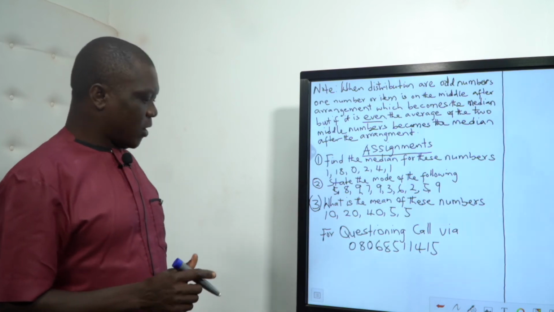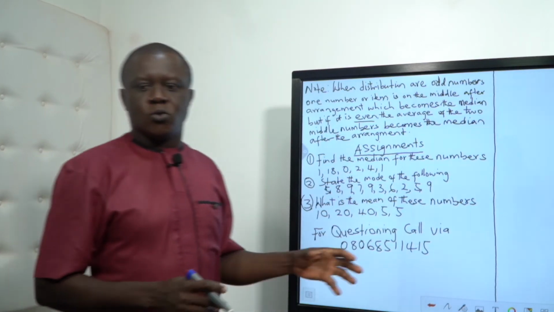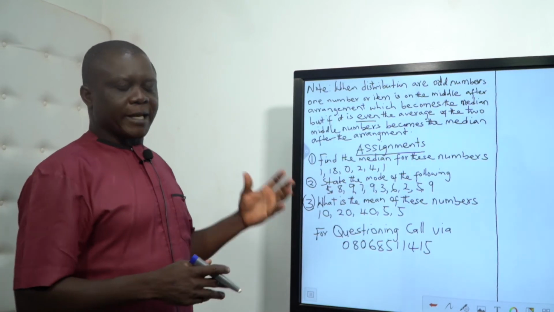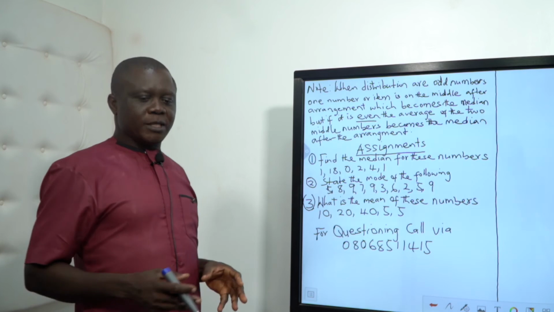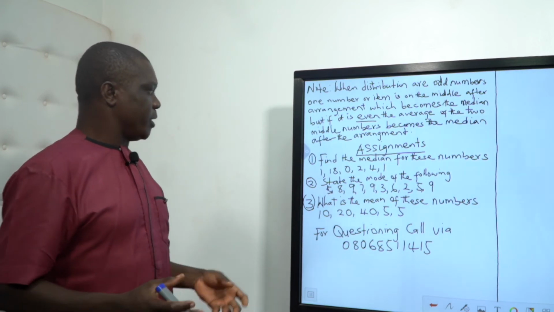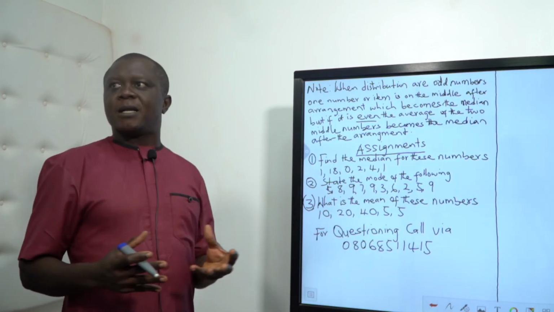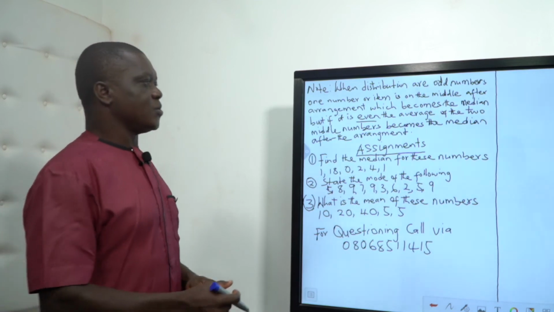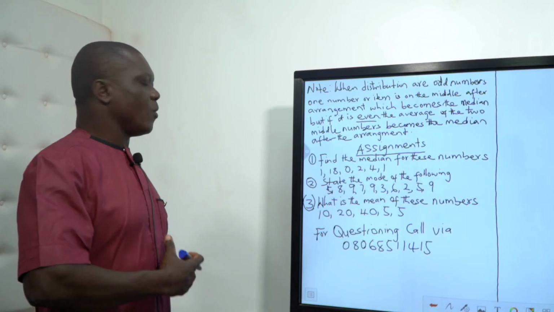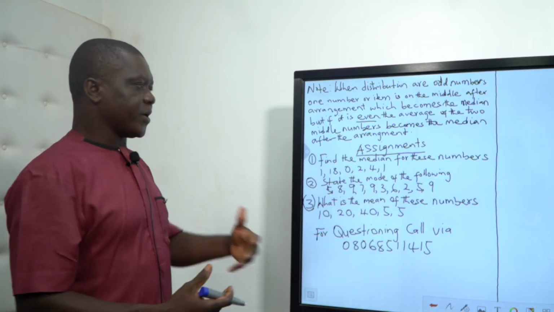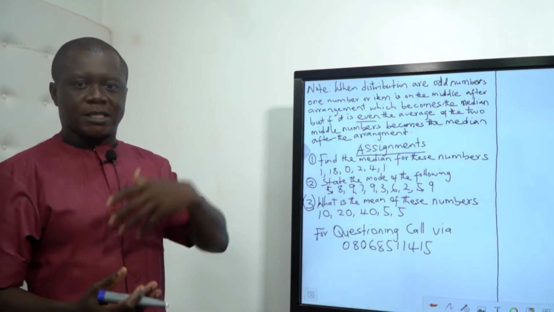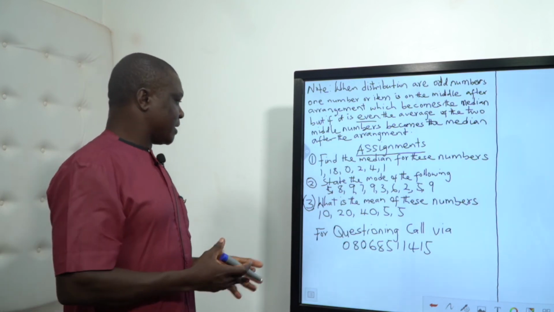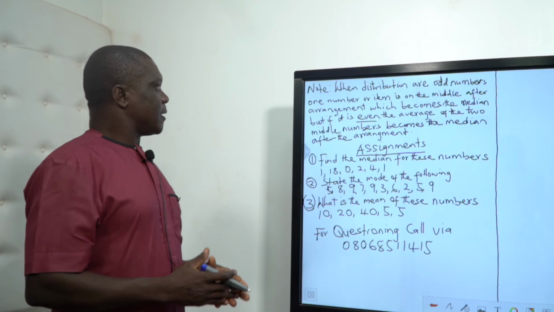I mean 2 numbers, like say 1 and 4, 3 and 5, 10 and 20, as the case may be. The multimodal are those that have more than 2 numbers, that is to say, from 3 to infinity. It can be 3 numbers, it can be 20 numbers, it can be 30 numbers, as the case may be.